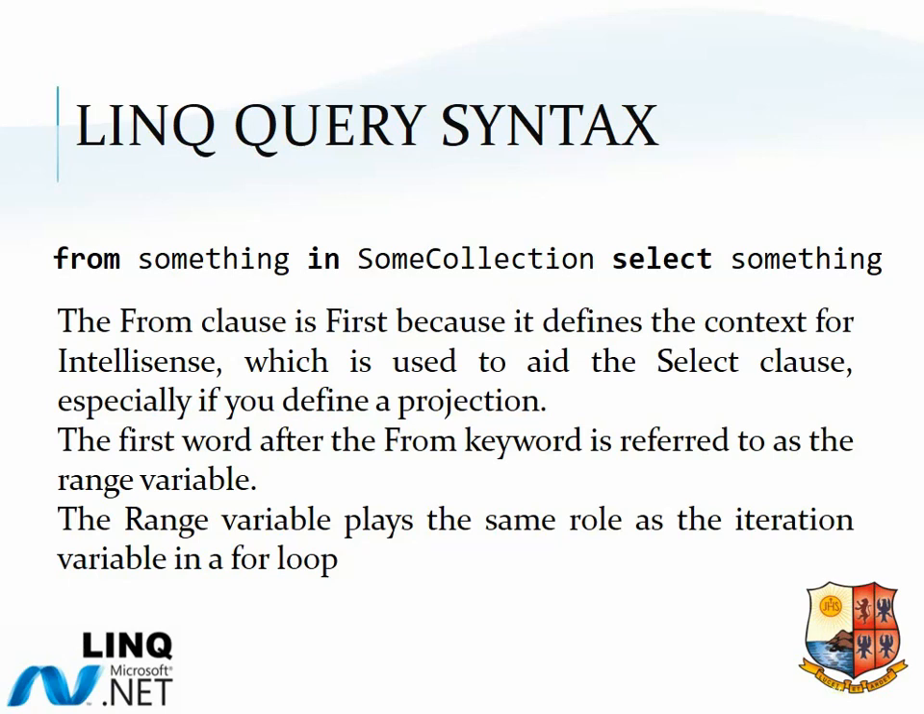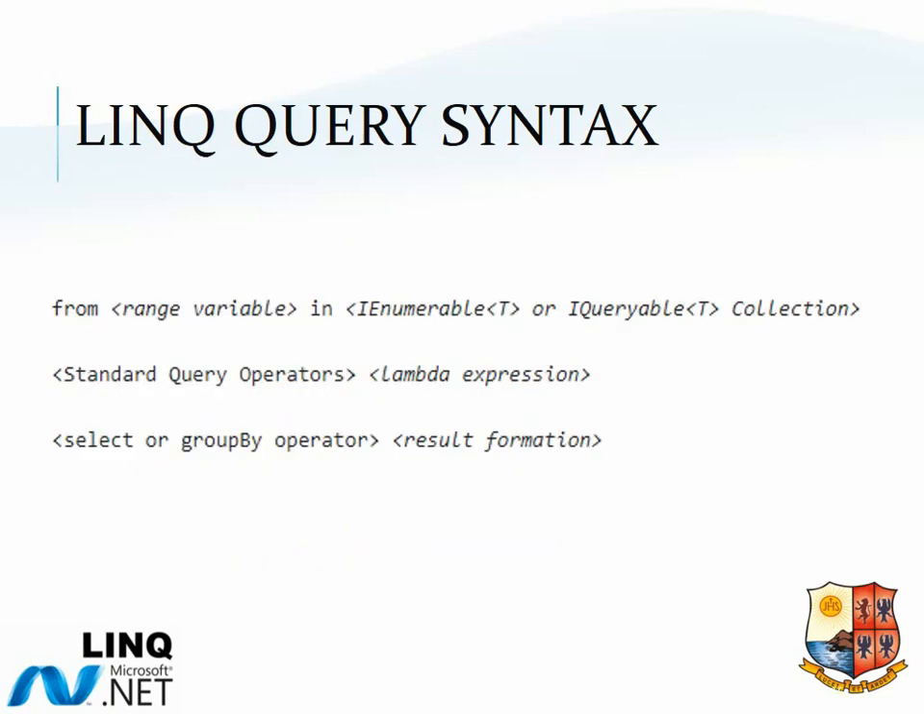Right? What is the advantage of using that i there? Index. To access elements, we use that i, a temporary variable. I use it the same way here. Okay. This is the technical syntax. From range variable in, it can be a collection. It can be an IEnumerable collection or an IQueryable collection.